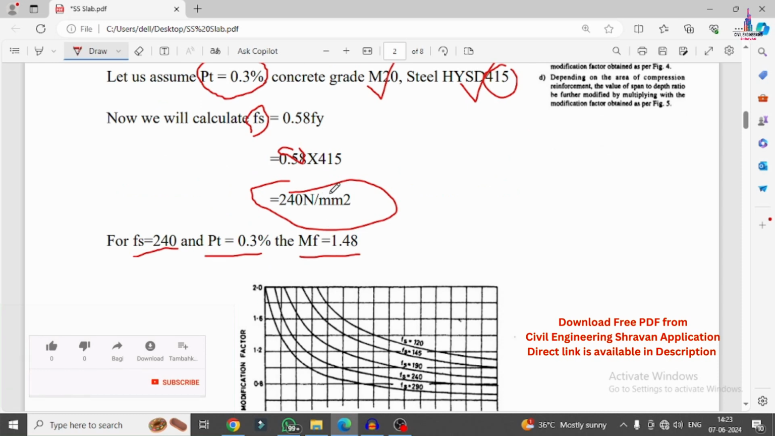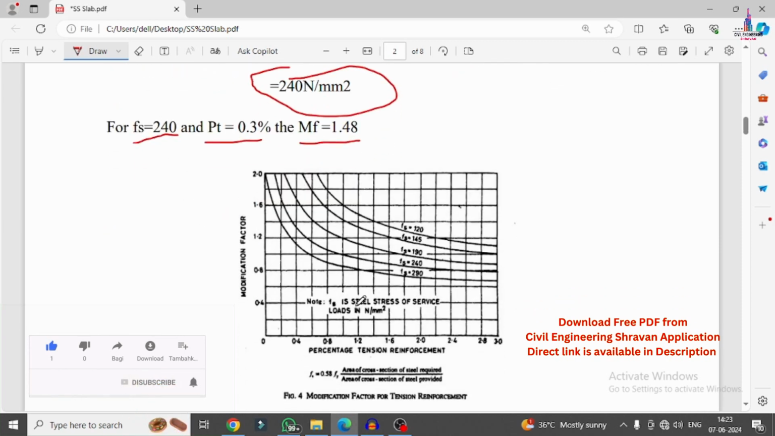Now we have to consider these two factors, which are FS of 240 and PT 0.3. For the FS value of 240, this is the curve related to 240. Again, it consists of the PT 0.3. So now we can see this is the 0.3 PT value. For this PT of 0.3 and for the FS of 240, the value of the multiplication factor is 1.48 here.